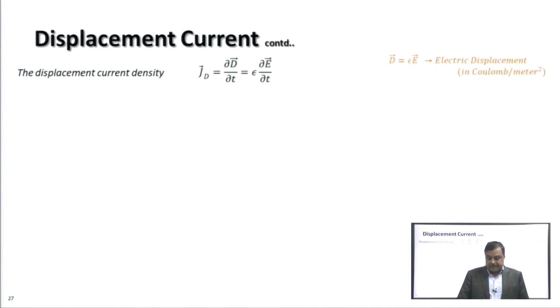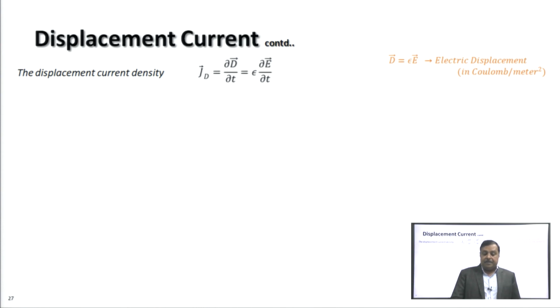The total current which is flowing in wires is already J. Current density J is the rate of flow of charge per unit area. So, J you measure in ampere per meter square. All the total current which is flowing in wires is already J, then what does JD represent?